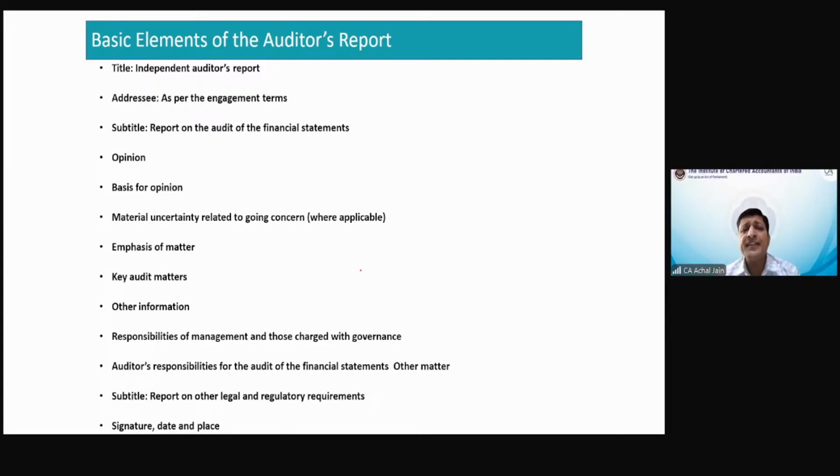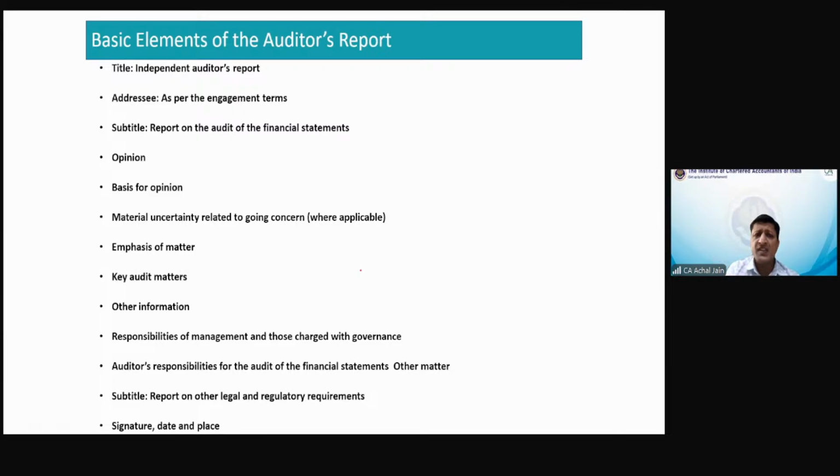Now on the screen right now, what you can see is that in an audit report, what are the elements? So you can in a way say that these are the elements, or these are the content which will always be there in the audit report.